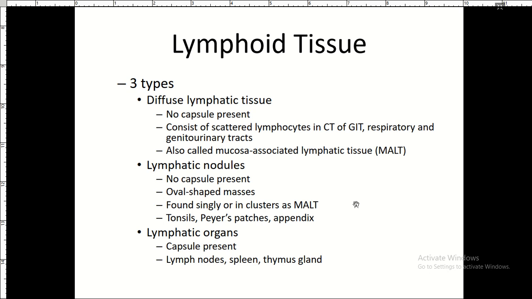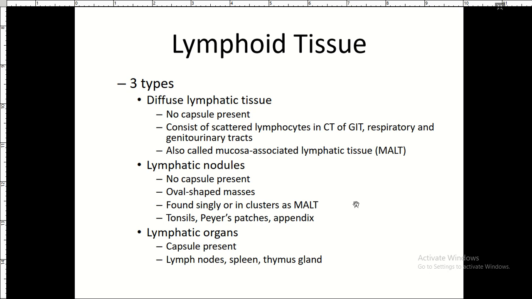Let's now take a look at the lymphoid tissue. Lymphoid tissue is categorized into three: diffuse lymphatic tissue, lymphatic nodules, and lymphatic organs. Diffuse lymphatic tissue is just lymphatic tissue aggregated in the mucosa of the GIT, the respiratory system, and the genitourinary tract, and it is not surrounded by any capsule. These are also called mucosa associated lymphatic tissue. We have it in the GIT.